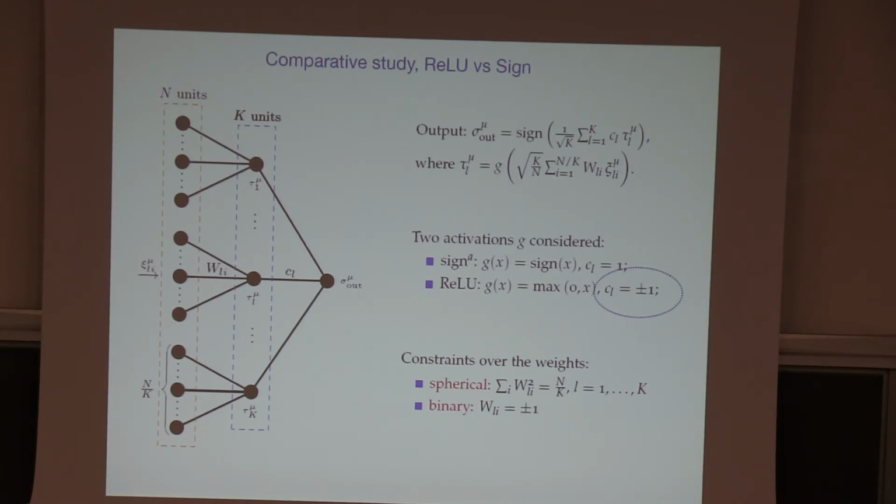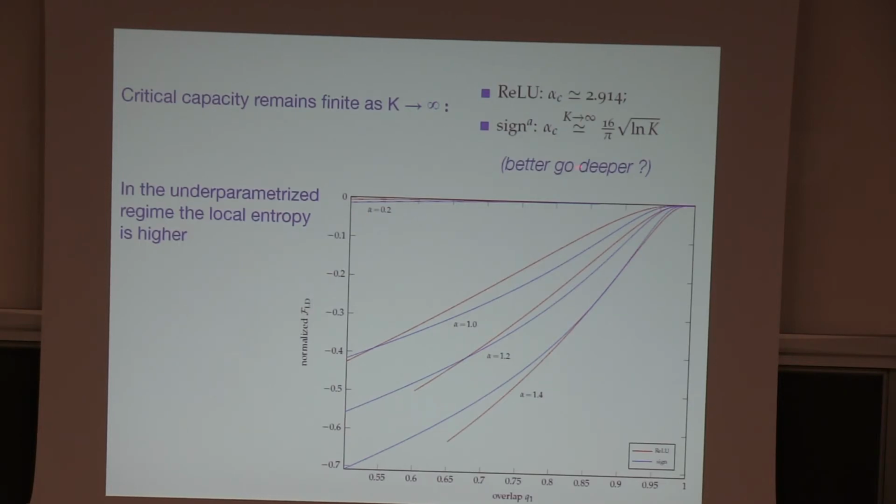So one can study this model with ReLU transfer function in these nodes here, and we want to study what happens as k goes to infinity. Well, if you use a sign activation function, you find a capacity that diverges with the number of hidden nodes. It doesn't diverge very quickly, it's the square root of log of k, but still it diverges. Whereas in the case of ReLU, the capacity remains finite. So you don't gain by increasing the size, the width of the hidden layer.